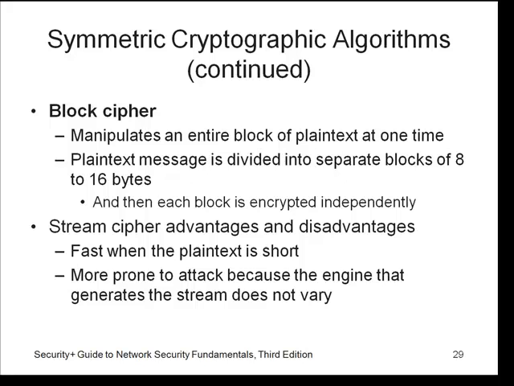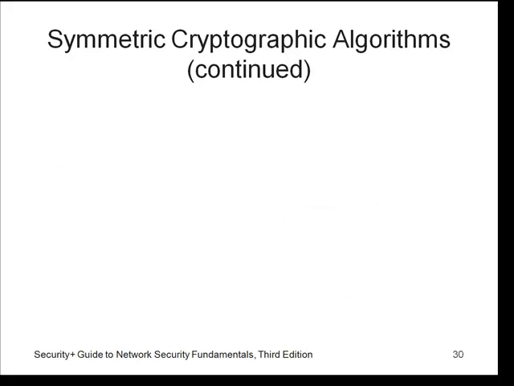Stream cipher advantages and disadvantages. It's fast when the plain text is short, but the longer it gets, the more complex it's going to be, and more prone to attack because the engine that generates the stream does not vary. It's always going to have the same character, like Chris was talking about, the ABC and the Z, Y, X, whatever it is.